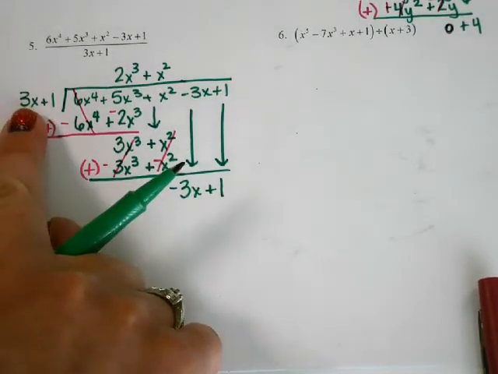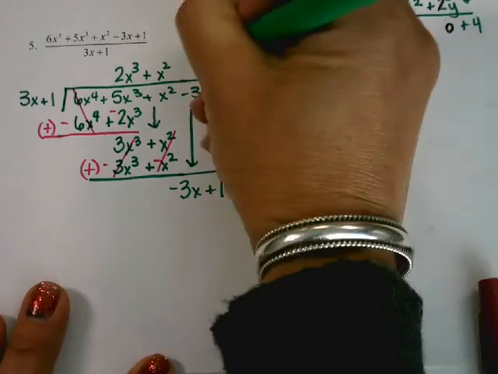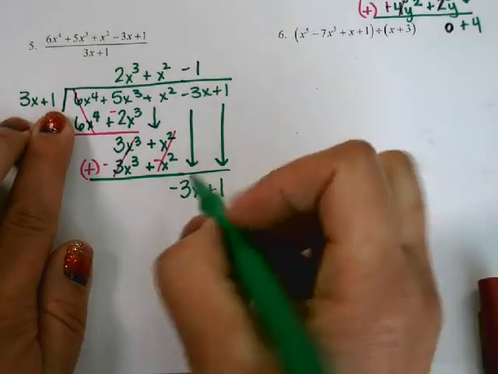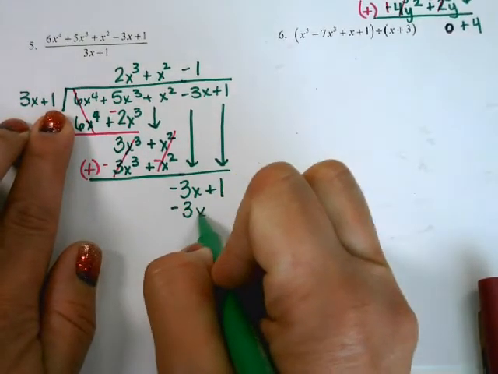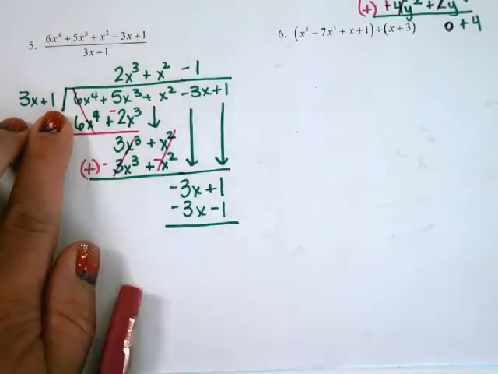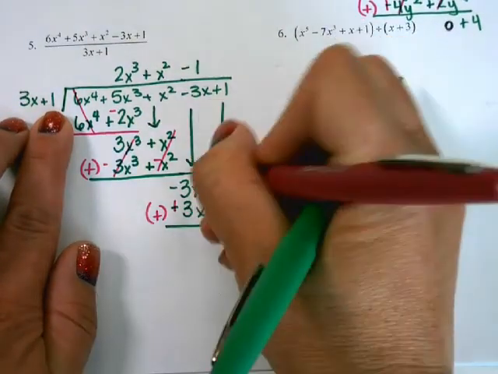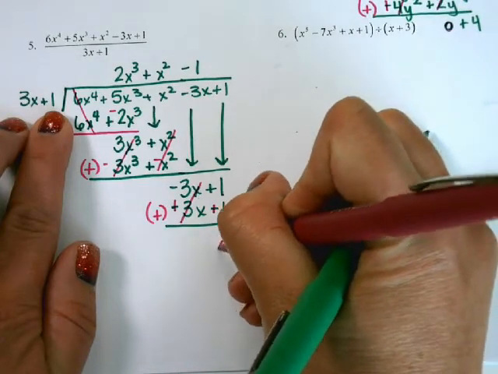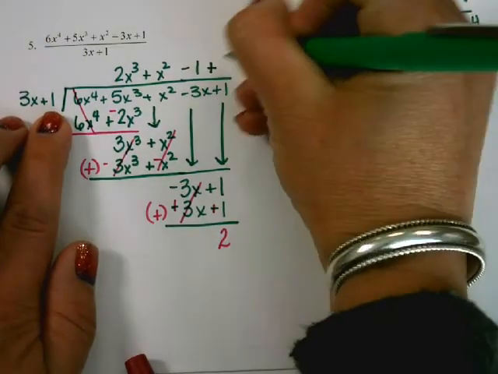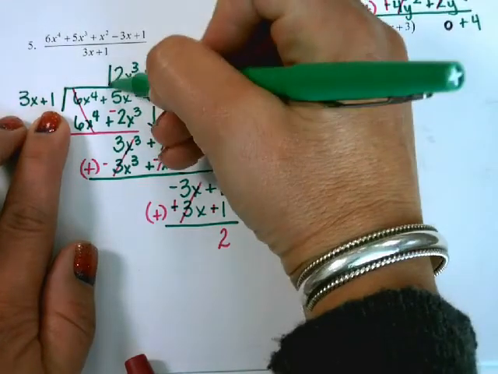Okay, what do I multiply 3x by to get negative 3x? Negative 1. Multiply the new guy on top by both things out front. Negative 3x minus 1. Flip, flip, add. What do you get? 2. So that 2 now is my remainder. He's positive 2, so I'm going to say plus 2 divided by 3x plus 1. And we're all done.